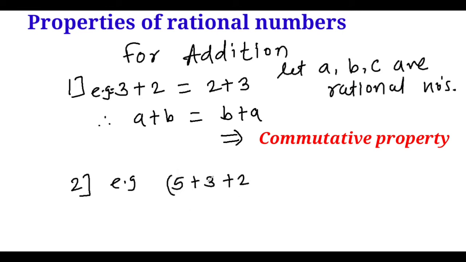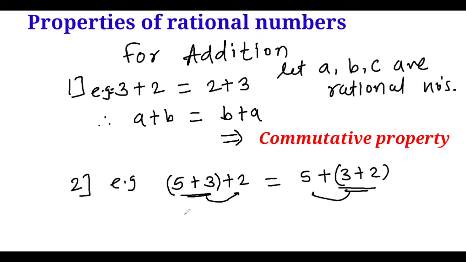तर आपण काय करतो या ठिकाणी? Just we add 5 plus 3 and it will become 8, and plus 2 it will become 10. Otherwise आपण असंही करू शकतो, 3 plus 2 and add into 5. Means what? A plus B plus C is equal to A plus B plus C.